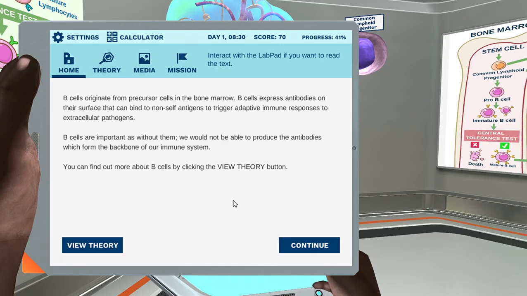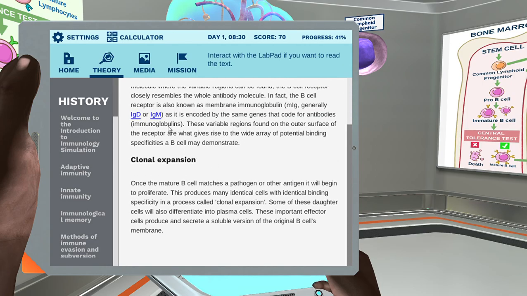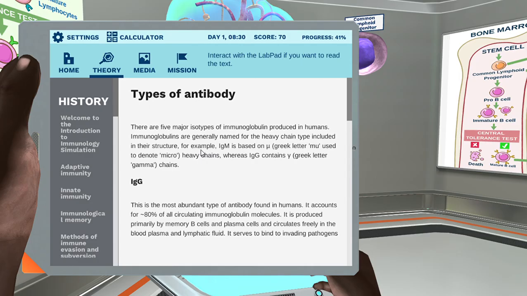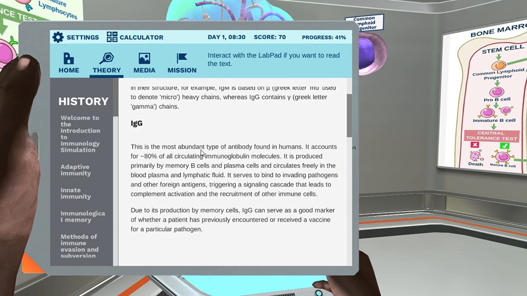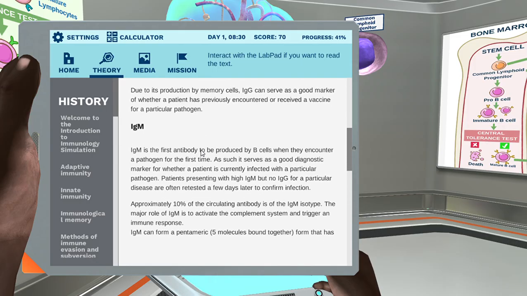B cells express antibodies on their surface that can bind to non-self antigens to trigger adaptive immune responses to extracellular pathogens. B cells are important as without them, we would not be able to produce the antibodies which form the backbone of our immune system. You can find out more about B cells by clicking the View Theory button.